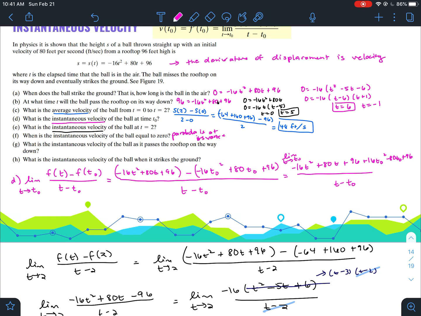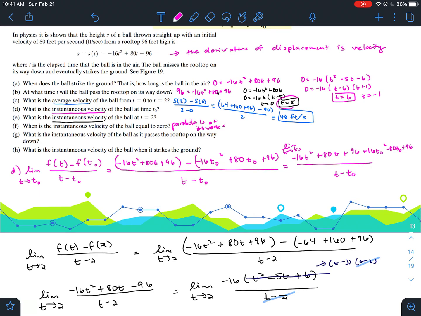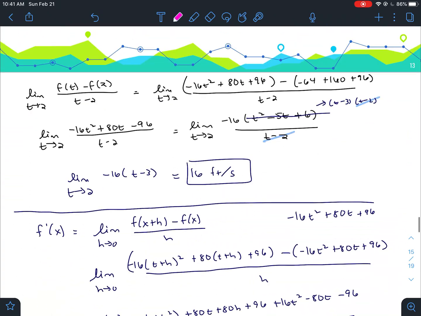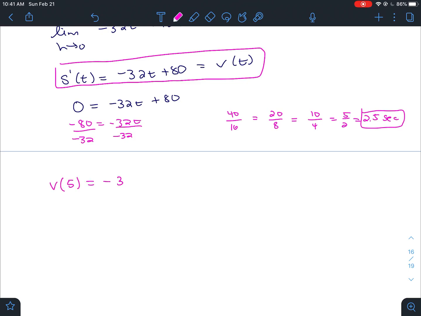What is the instantaneous velocity of the ball as it passes the rooftop on the way down? Well, when it passes the rooftop on the way down, we already found that. That's at 5 seconds. So it's asking what is the velocity of the ball after 5 seconds? Well, we just found the velocity of the ball anywhere with this equation, negative 32t plus 80. So it wants to know the velocity of the ball at 5 seconds, because that's when it's going to pass the roof.